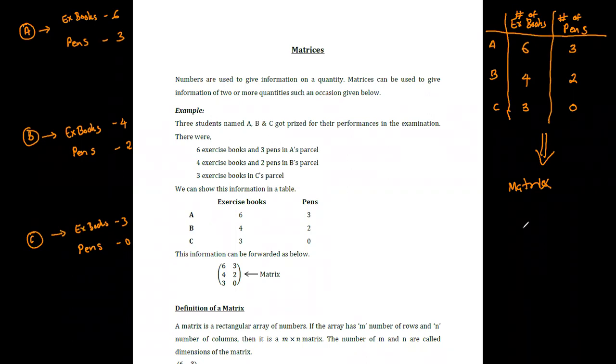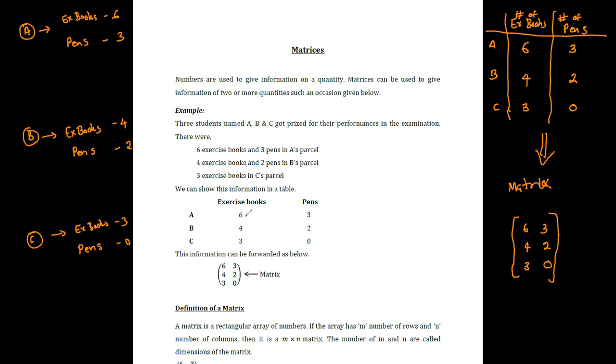Now think about the numbers you have. Here it is 6 and 3, then 4 and 2, then 3 and 0. Now you can see that you have created the matrix. If you write the numbers in this form, then we can say such an arrangement is said to be a matrix. Therefore, the information can be illustrated using a matrix like this.